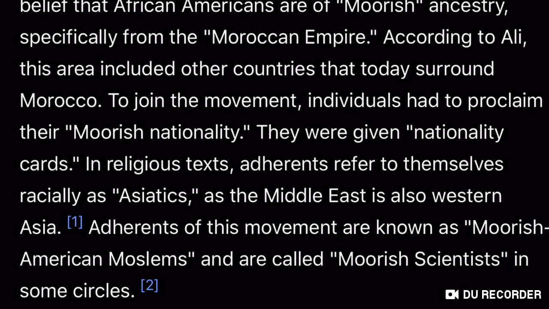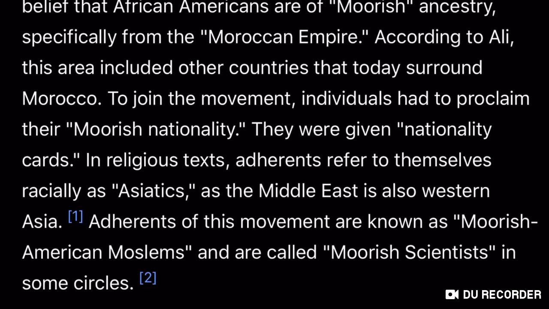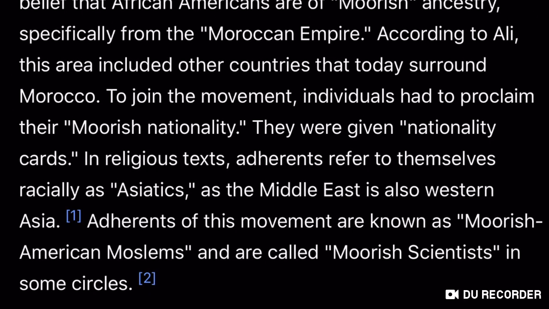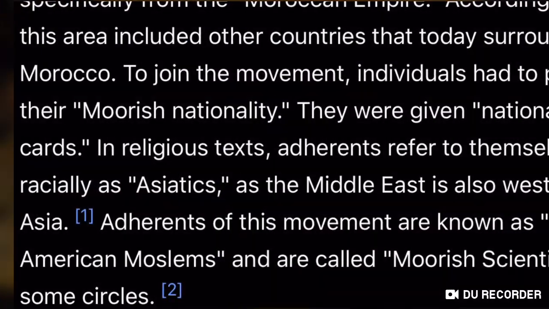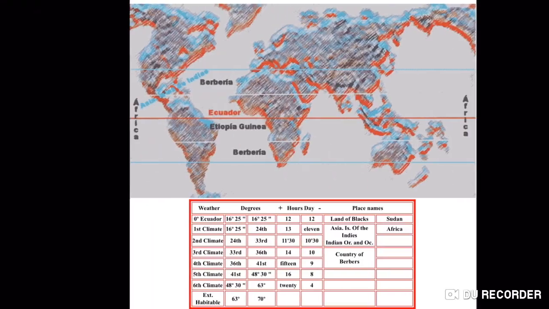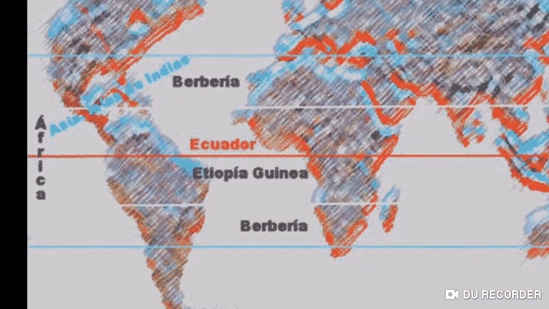According to Ali, this area included other countries that today surround Morocco. To join the movement, individuals had to proclaim their Moorish nationality. They were given nationality cards and religious texts. Adherents referred to themselves racially as Asiatics. You see, if somebody agrees with this map, he has got to be up, because you see right there, it is Asia of the Indies, and it has both sides. We got Asia of the Indies, right?